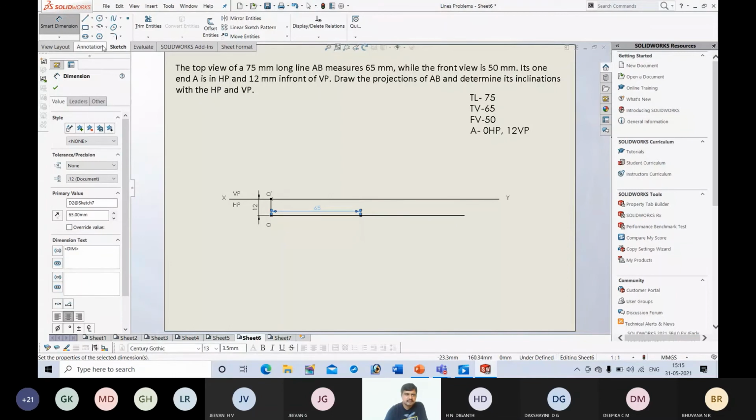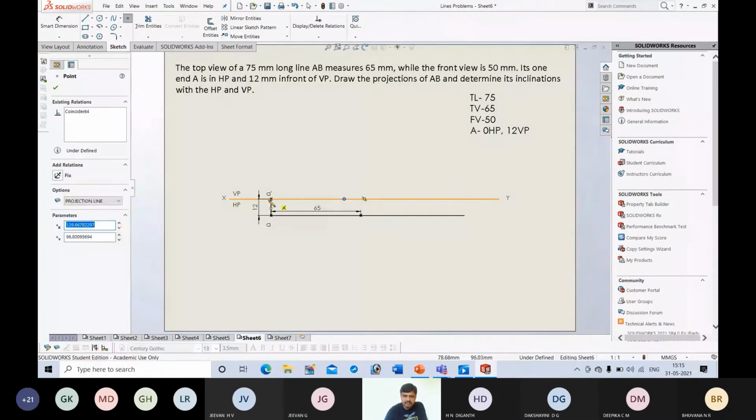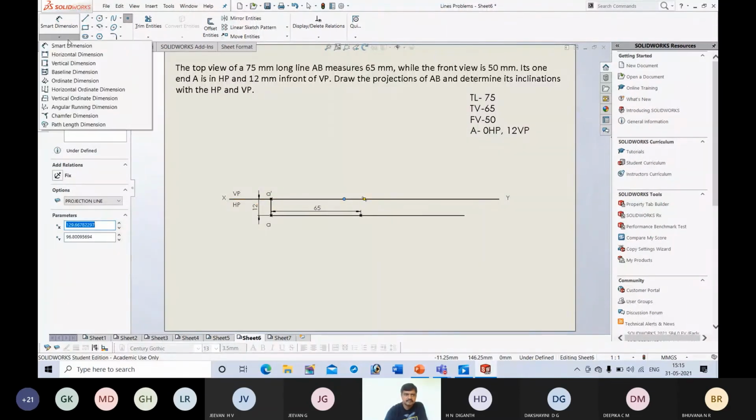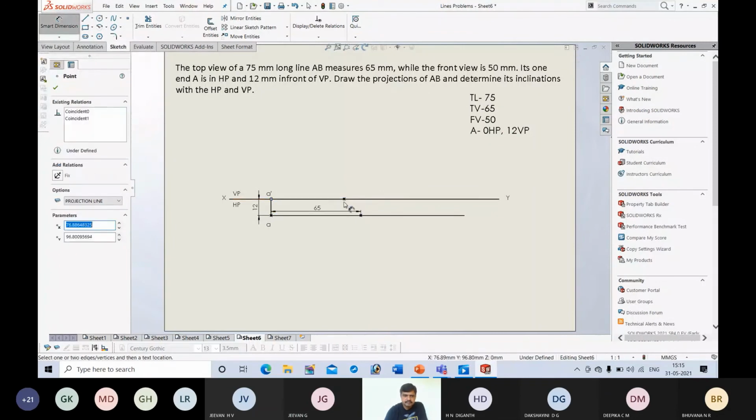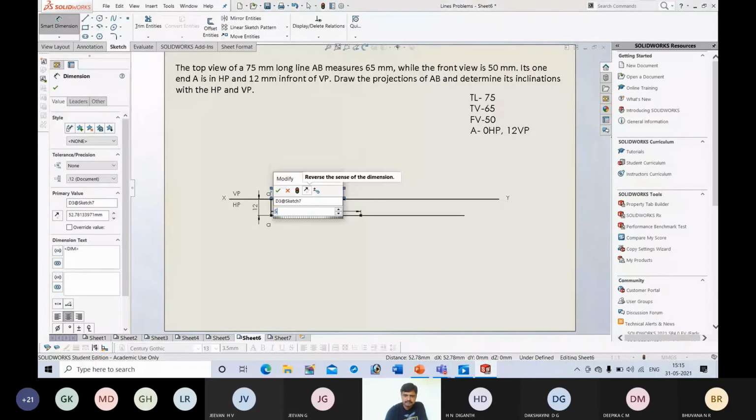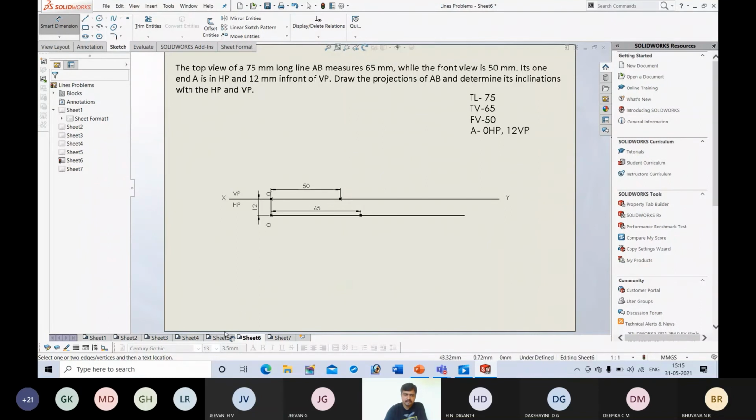Okay, next. So I will locate front view length on locus of A dash. In this case, XY itself is locus of A dash. This is 50. Okay, so this is the first step. Next, you can see what is the use of locating the length of the views on locus of A and A dash. What is its use? Okay, that you will understand in next step.